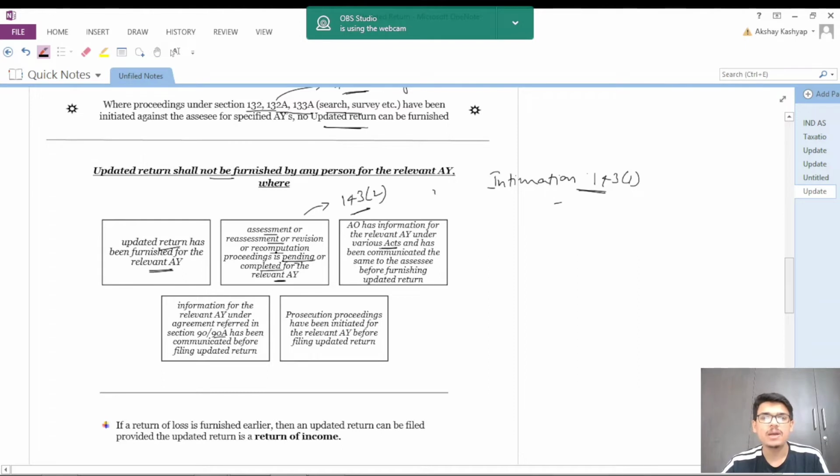Also, an updated return cannot be furnished if the AO, the assessing officer, has certain information under various acts. These acts refer to the Benami Act, the PMLA Act, and also the Black Money and Imposition of Tax Act. Under these acts, if the AO has certain information and that has been communicated to the assessee before filing the updated return, then you cannot file an updated return. Also, if the AO has certain information referred to in an agreement under section 90 or 90A, that is DTAA, in such cases also you cannot file an updated return. Also, if any prosecution proceedings have been initiated for the relevant assessment year, even in that case an updated return cannot be filed. So these were the cases where an updated return cannot be filed.